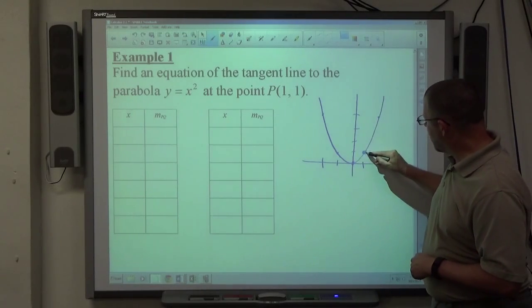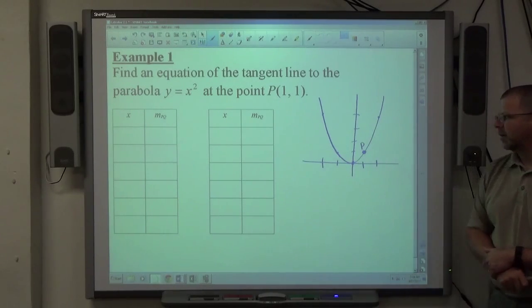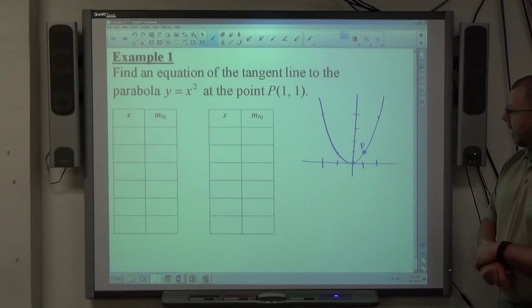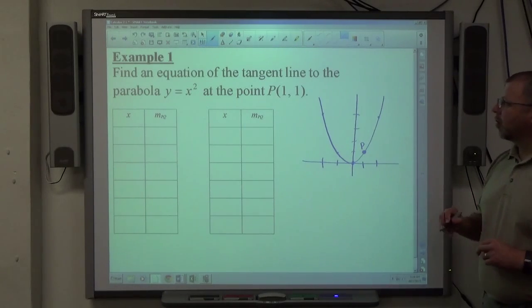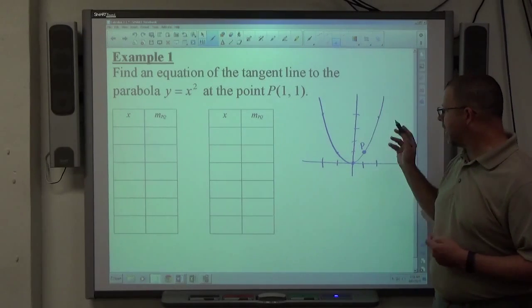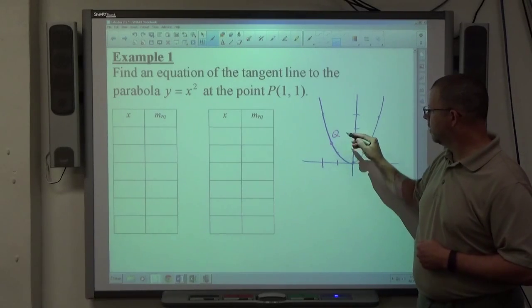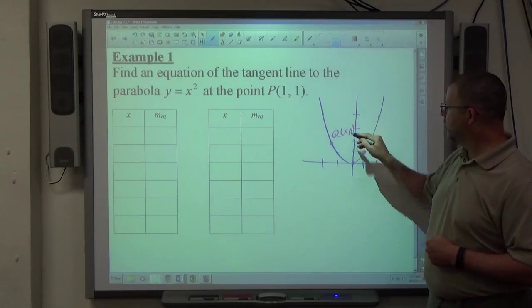The point I care about right here is point P. That's my point of tangency. That's the point that I want to have an equation of a tangent line to. And Q is some other point on the curve. All right, and again, it doesn't matter where Q is. I'm going to put Q right here to begin with. Q is just X, Y.